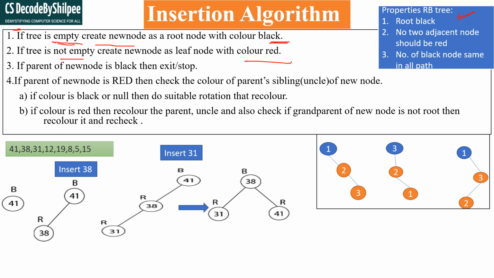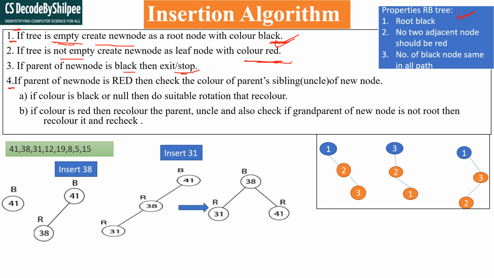The third step says to check whether the parent of the new node is black. While inserting the new node, I'll check there. We always insert the new node with the color red, except when the tree is empty, where the first node will be black. Otherwise, whenever you insert a new element, its color will be red. Then, while inserting the red node, you have to check whether its parent is black or red. If it is black, you can stop there, no need to check the fourth step.